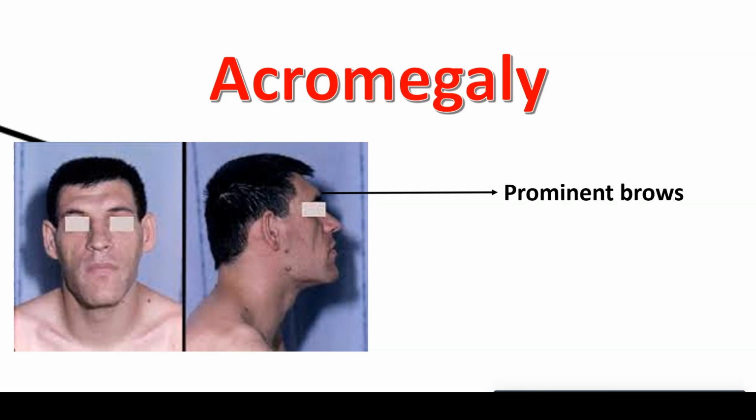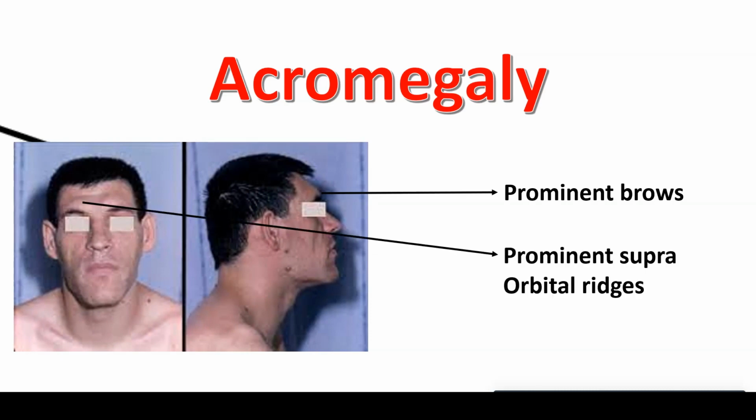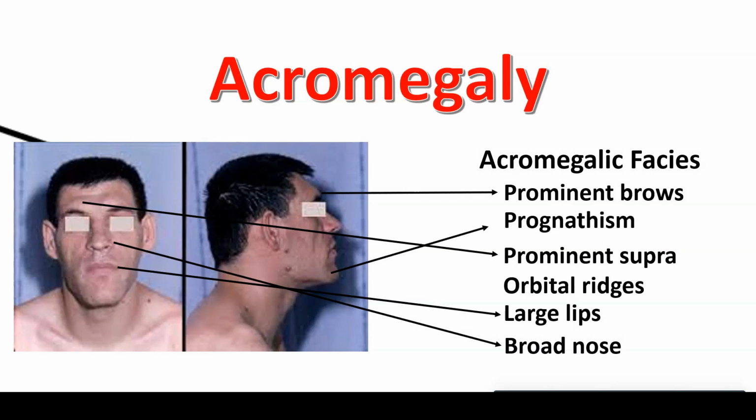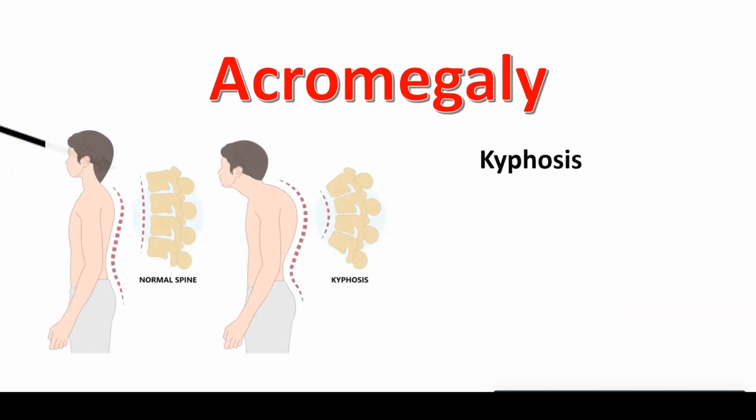So first of all, we will have prominent brows. We will have some prominent supraorbital ridges, which are basically those ridges above those brows. We will have a broad nose and large lips, and we will also have these large and protruded jaws. It's called prognathism. All these together are called the acromegalic facies.